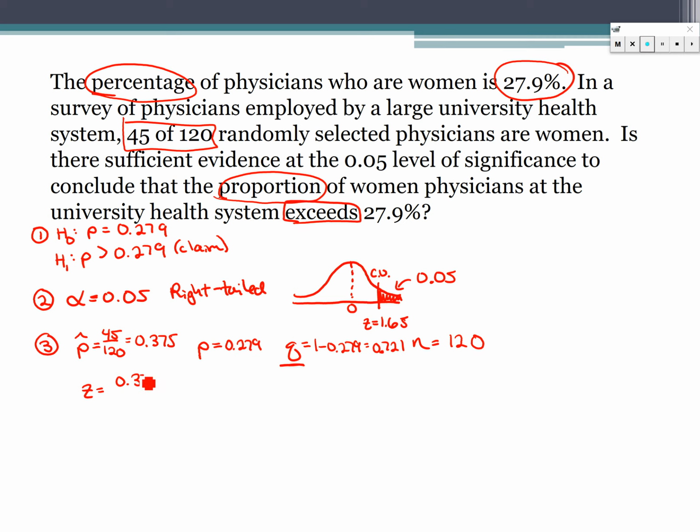We have p hat minus p divided by, and again we have a large radical, aka square root, p times q divided by our sample size of 120. Just double check. I know for some of us, when we have a formula and it involves a fraction, especially a larger numerator and denominator, take a minute, make sure that you can come up with, I came up with roughly 2.34.